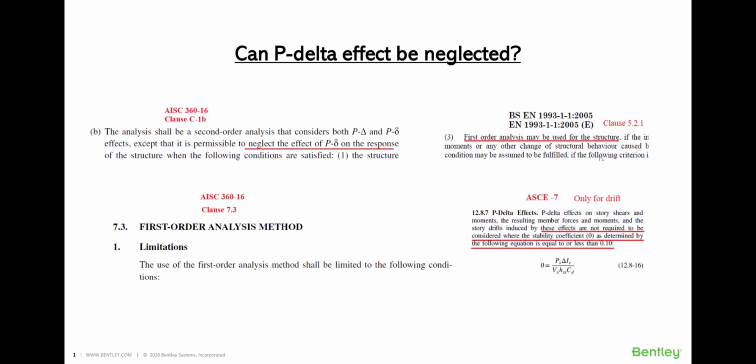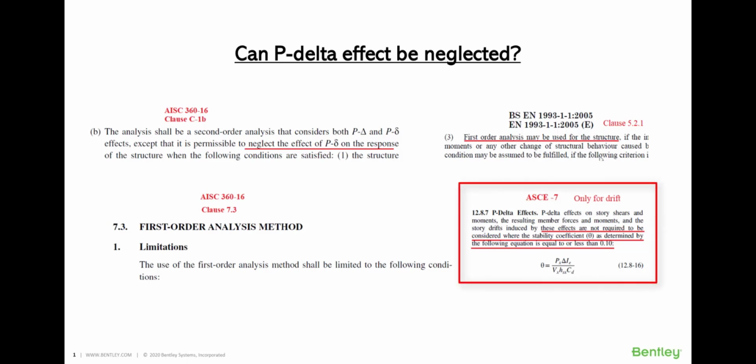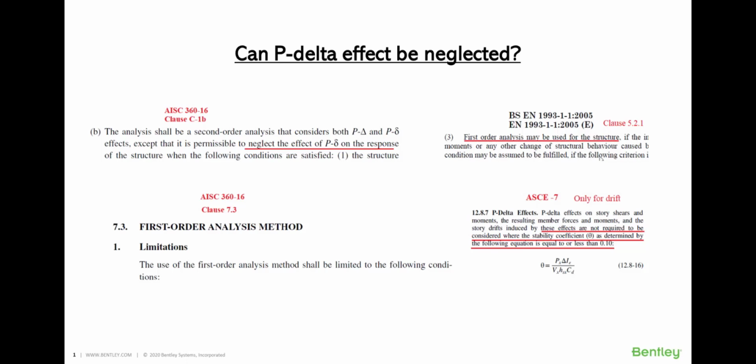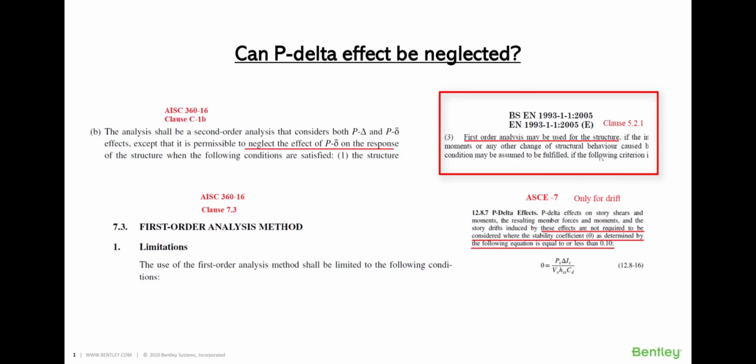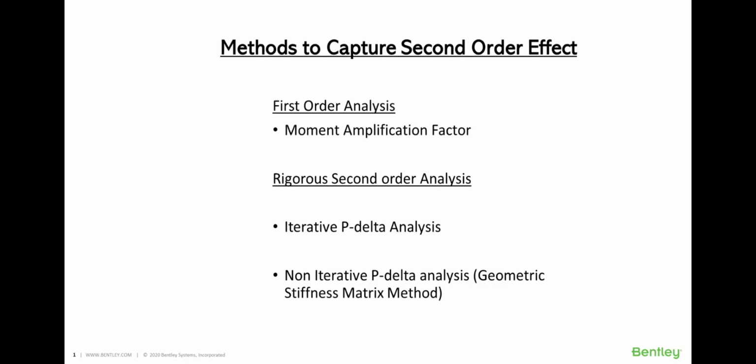Also, the ASCE 7 code, clause 12.8.7, states that if the stability index, which can be calculated from the formula mentioned there, is less than 0.1, then for the seismic case, the P-Delta effect can be neglected. However, this relaxation is only for calculating the drift and not the strength limit state. Similarly, for the Eurocode, there are certain conditions depending on which the first order elastic analysis is allowed to be performed. There are several methods to capture the P-Delta effect.